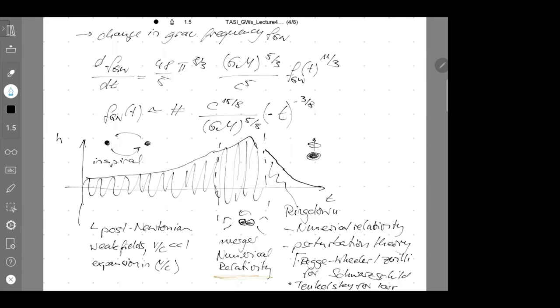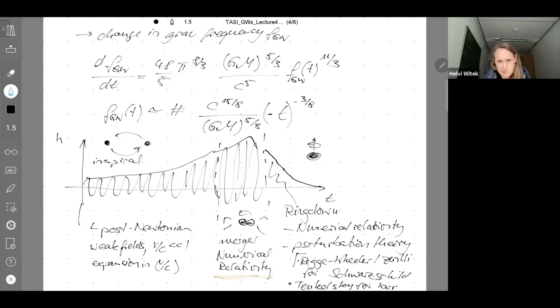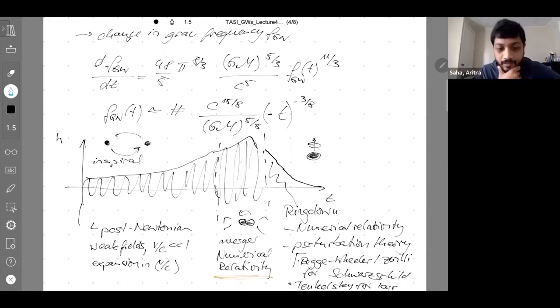Yes, you might have already answered this, but if I were to study the internal structure of the neutron stars, for example, using this gravitational wave data, where does that input go in?